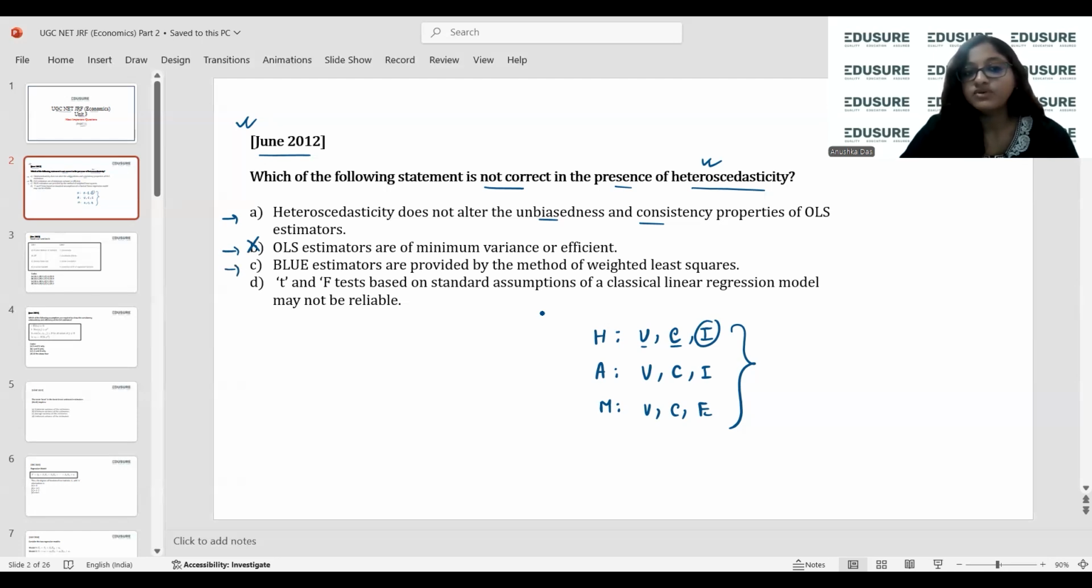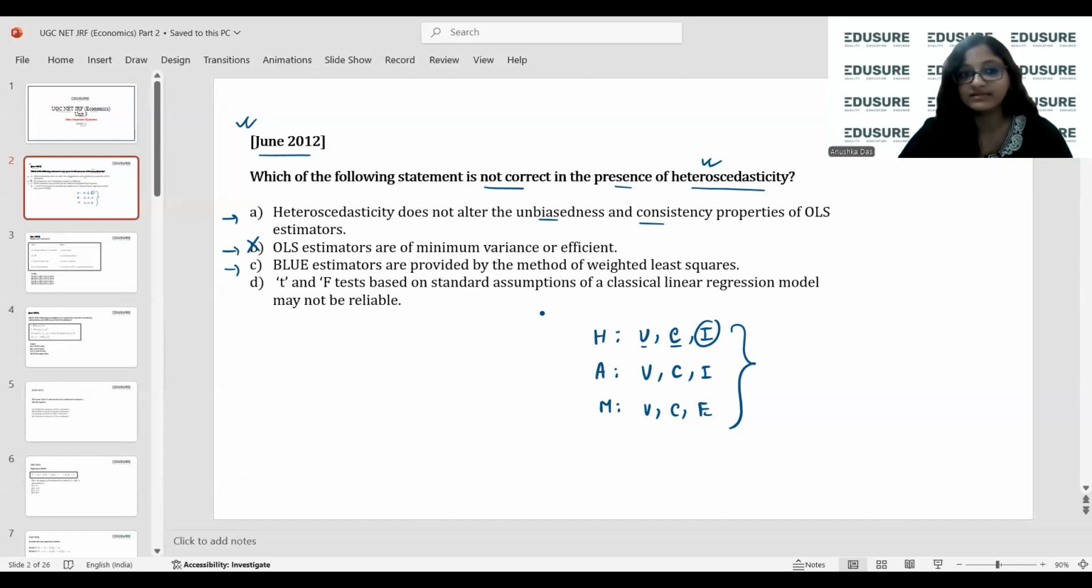The third option says BLUE estimators are provided by the method of weighted least squares. That is also true. In the presence of heteroscedasticity, weighted least squares and generalized least squares are the methods that we frequently use. The OLS method will not give you an efficient estimator. That is why this is also a true statement.